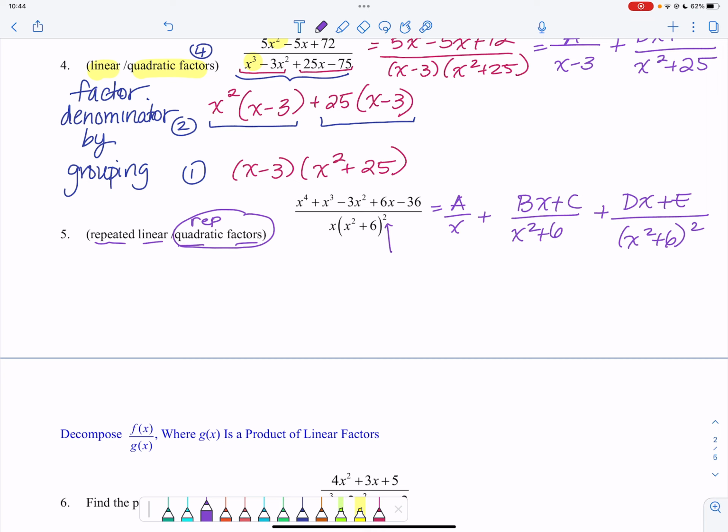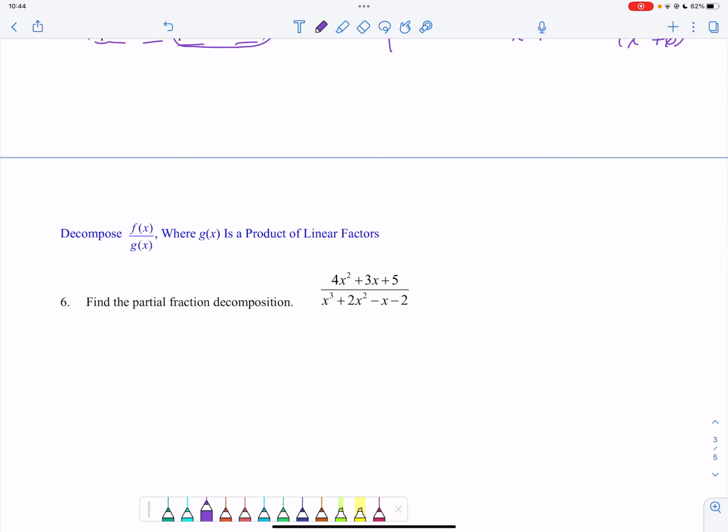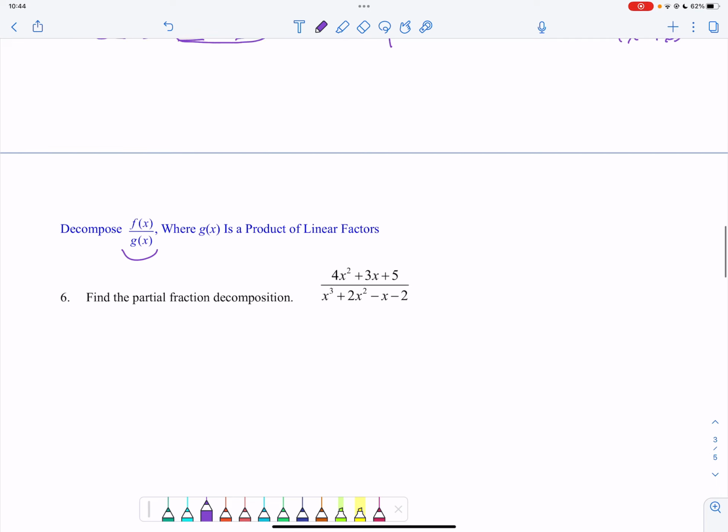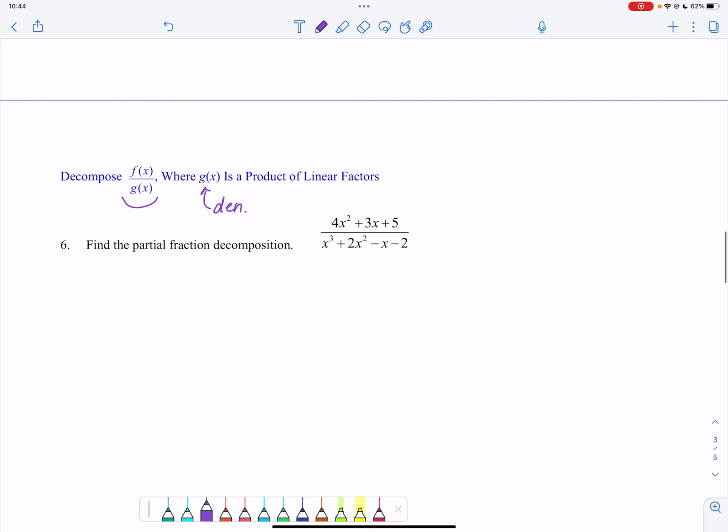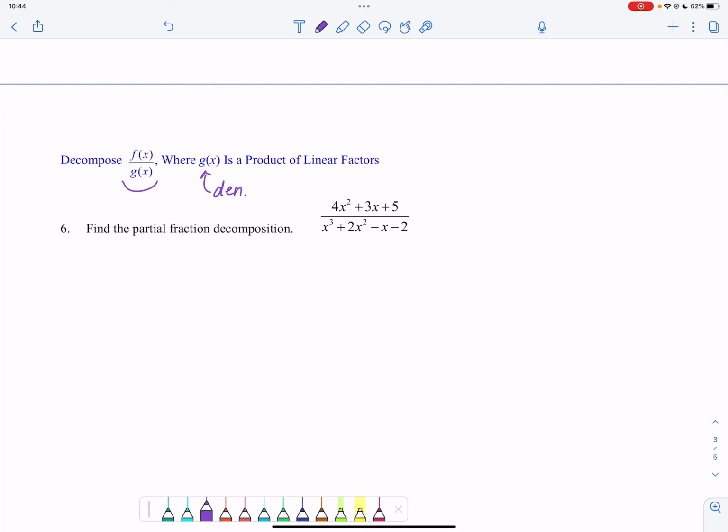So now let's take a look at this first example. Decompose this rational expression, that's what we're saying there, rational expression, where g of x is a product of linear factors. So they're saying the denominator is going to be a product of linear factors. Well, what do you notice? We first need to factor that denominator. I'll go ahead and use factor by grouping and take care of that denominator.